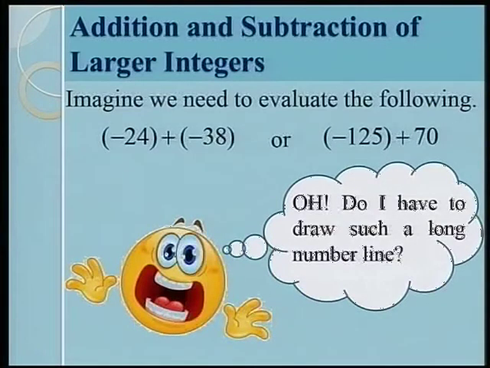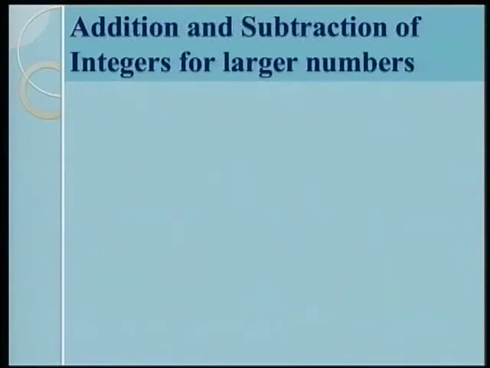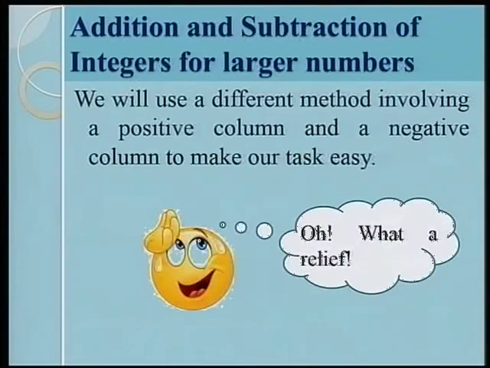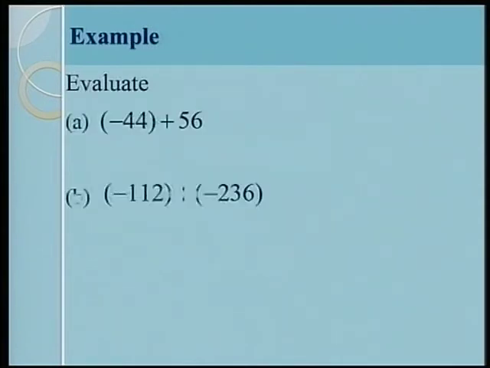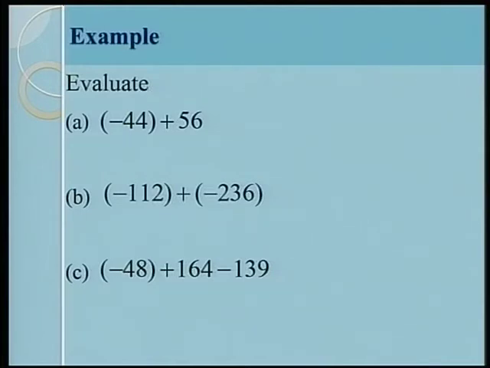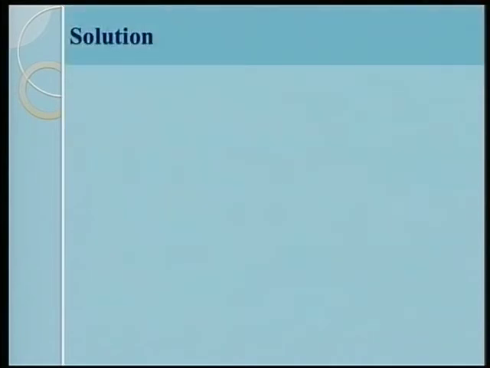Fortunately, students, there is a different method of adding and subtracting larger integers. We will use a different method involving a positive column and a negative column to make our task easy. Let's have a look at an example involving this method. We need to evaluate negative 44 plus 56, negative 112 plus negative 236, and negative 48 plus 164 minus 139. Let's have a look at the solution.